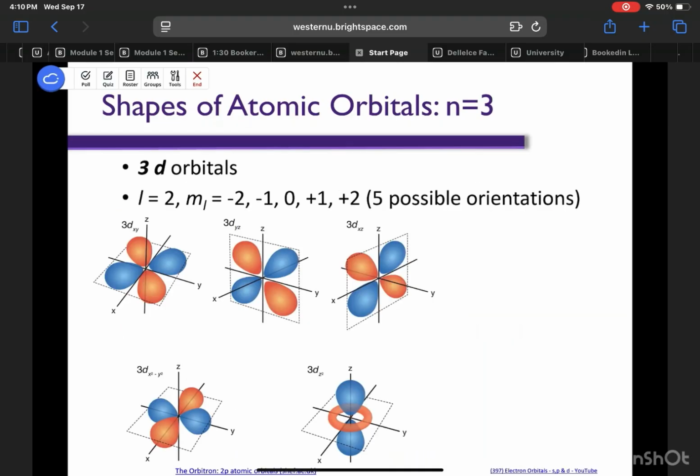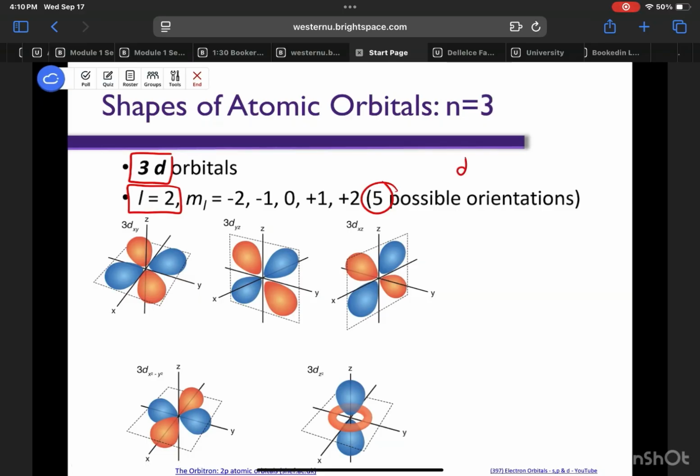Where we want to focus now are the d orbitals. This is when L equals 2. We know we're talking about d orbitals. Now, if L equals 2, then the third quantum number could be -2, -1, 0, +1, and +2, which tells us there are 5 possible orientations of the d orbitals.